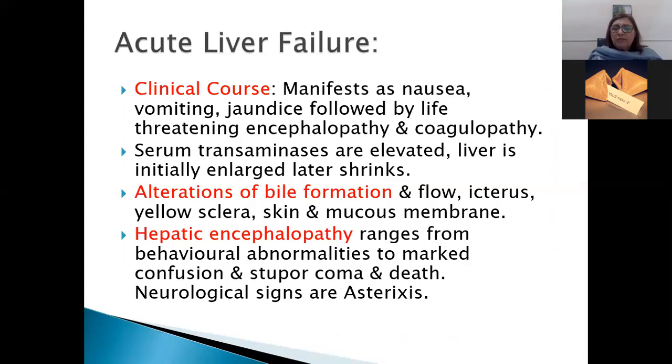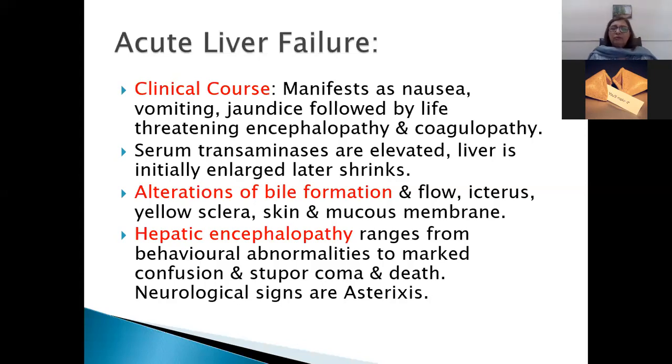Alteration of the bile formation and flow, icterus: the sclera, skin, and mucous membrane become yellow in color. So it means that bile formation becomes altered, and icterus, that is the jaundice stage, is seen. The sclera of the eye becomes yellow in color. Even the skin and mucous membrane become yellow.